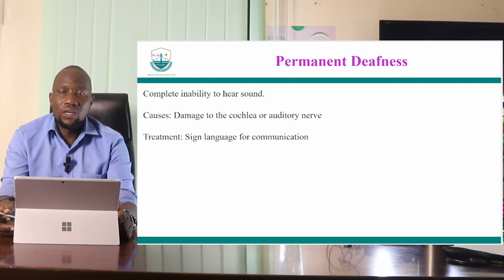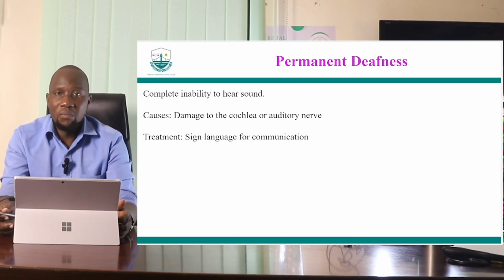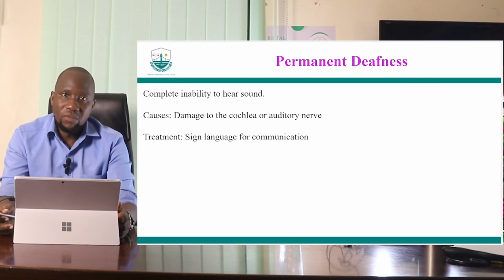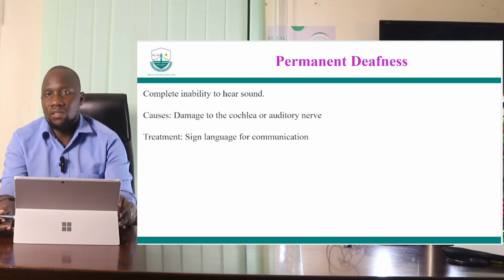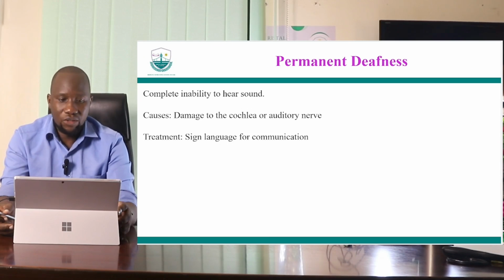And then for people who have complete deafness or permanent deafness, the condition is permanent. This would be because the nerve is damaged, and therefore treatment is basically about the person learning sign language, so that the person can communicate through using sign language.